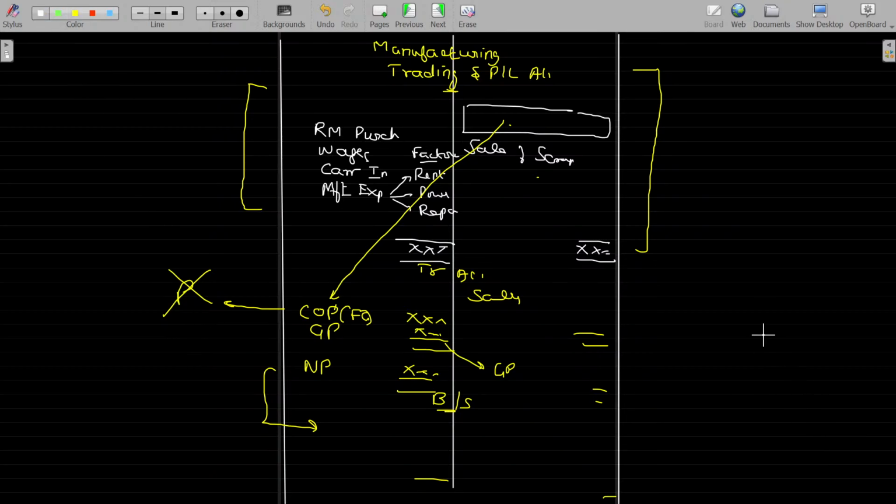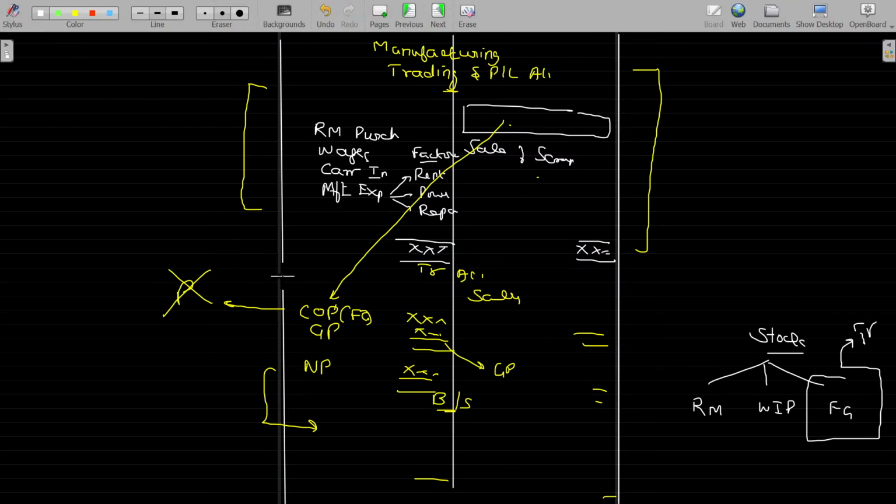Now, in this case, the stocks are of three varieties. One is raw material stock, another is finished goods stock, another is halfway through, work in progress. It's not raw material and it's not finished goods. Anywhere between these two is called work in progress. Only the finished goods component will come in the trading account. So in the trading account, opening stock of finished goods will come, and here closing stock of finished goods will come.